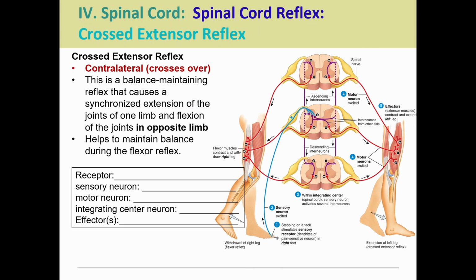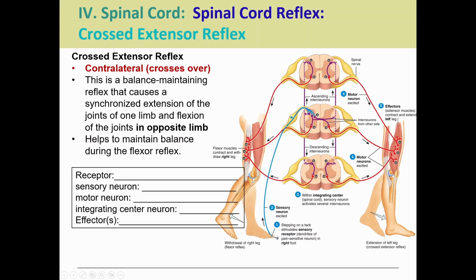Then we get to the crossed extensor reflex. This is contralateral, meaning it crosses over. So if whatever's happening on the right gets processed on the left. This is for balance maintaining. And so this helps synchronize the extension of joints in one limb and flexion in the opposite, right? So we see as we withdraw the right leg, we extend the left, right? That's what's helping us here.